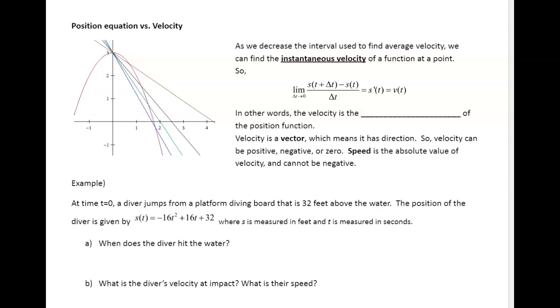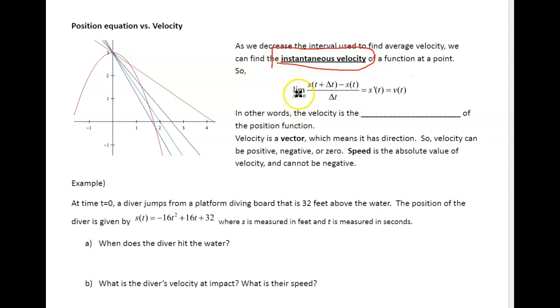So if you are given a graph, as you decrease the interval used to find the average velocity, as our points get smaller and smaller, like if we go from 1 to 4, and then from 2 to 3, and what if we could go from 2.4 to 2.5, and then 2.49999 to 2.500001. Well, as we get closer and closer together, it's almost at 1 point, so we call that instantaneous velocity versus average velocity.